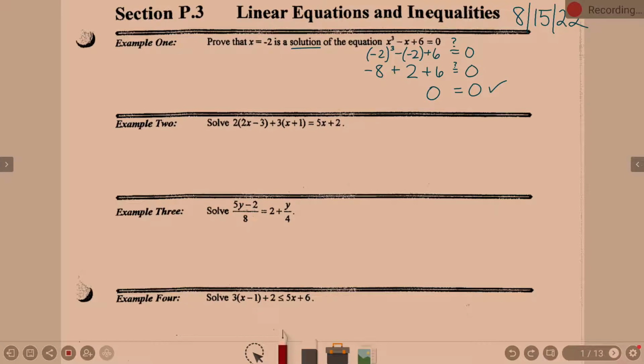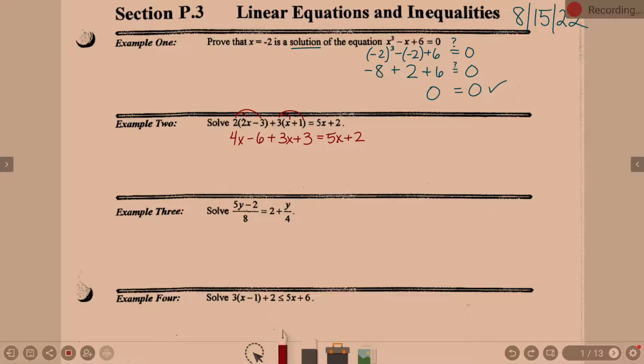Okay, example 2. An equation. I wouldn't say a big bad equation, but it's not even really that bad. What's the first step need to look like? Distributive property, yes? So we're going to distribute the 2: 4x minus 6. Plus, I'm going to distribute the 3: 3x plus 3 equals 5x plus 2.